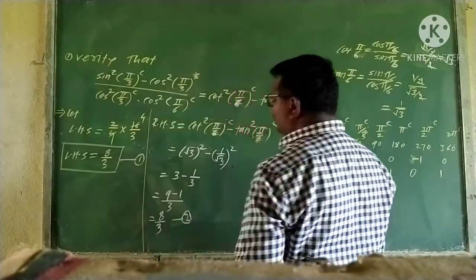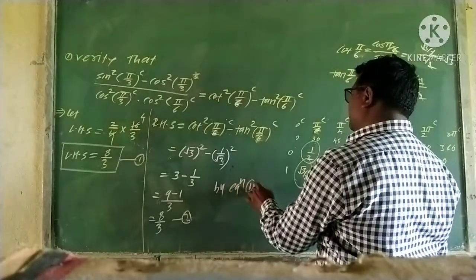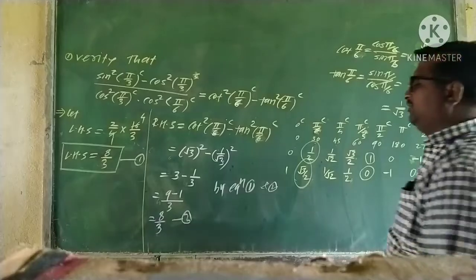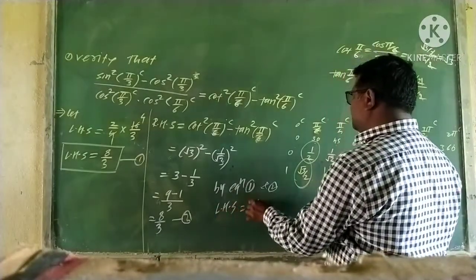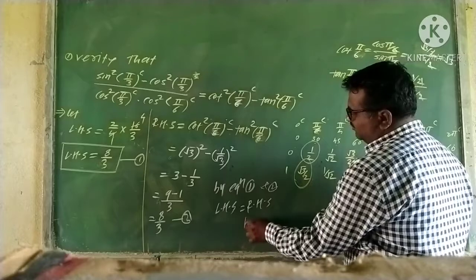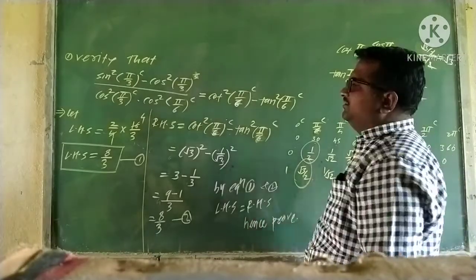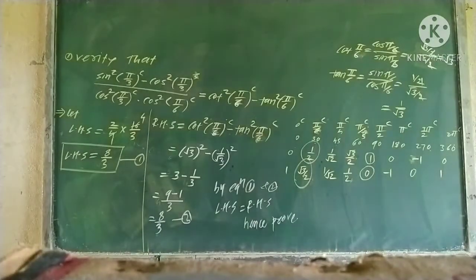This is equation number 2. By equation 1 and 2, LHS equals RHS. Hence true.